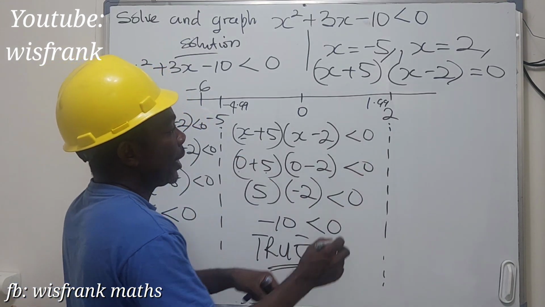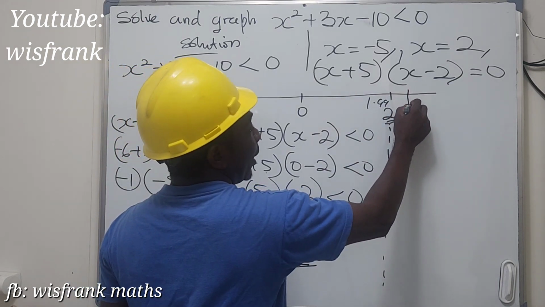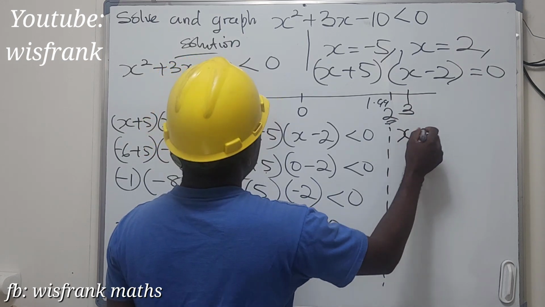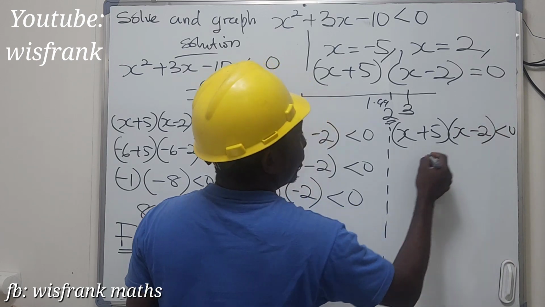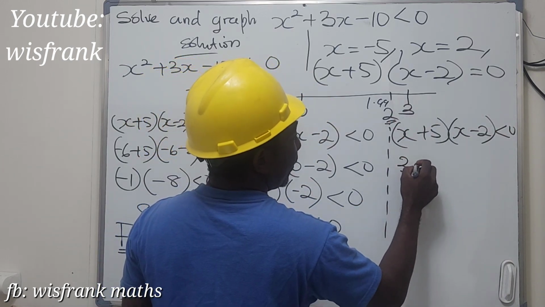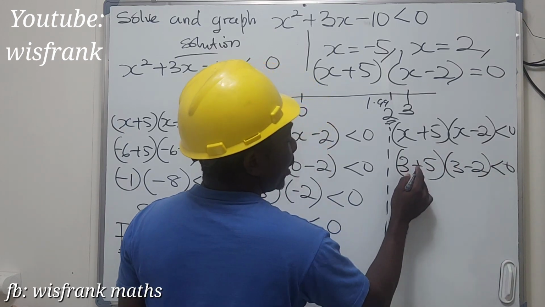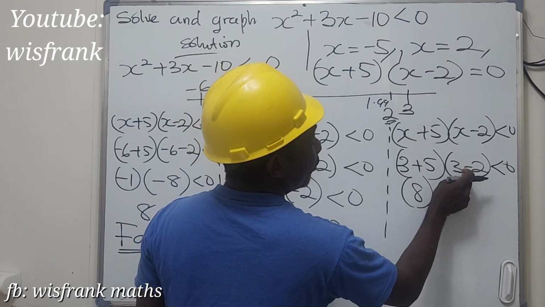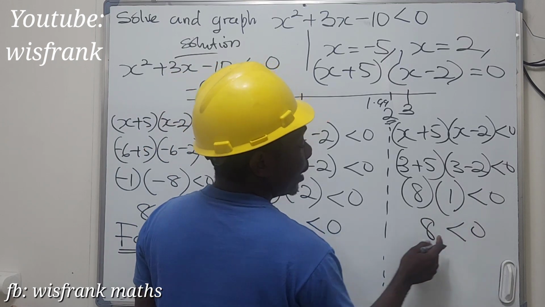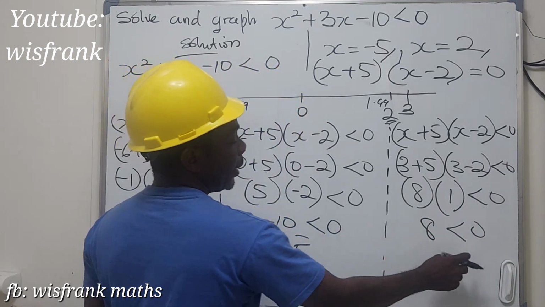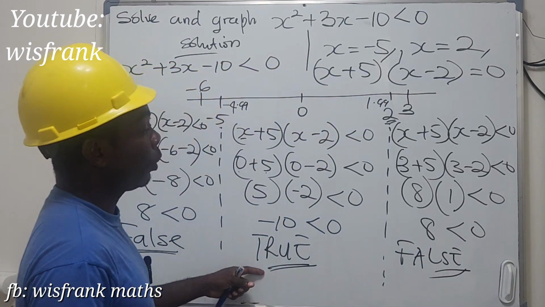For the other side, 2, as we said, is not inclusive. So the next one we are going to take is 3. So we have our inequality (x + 5)(x - 2) < 0. In this case, we put (3 + 5)(3 - 2) < 0. Here will be 8 times 3 - 2, which is 1, so 8 times 1 is 8. Is 8 less than 0? No. So here, the statement is false for this inequality.